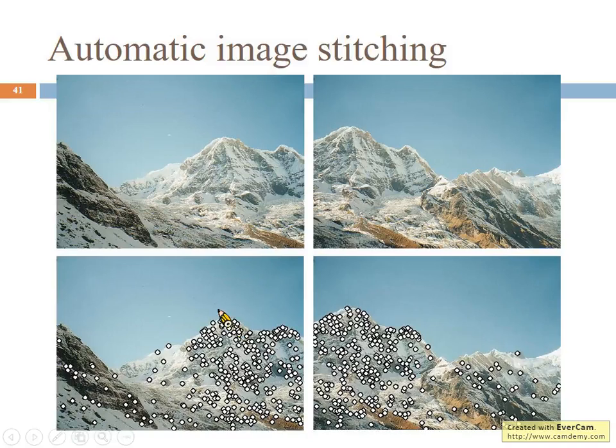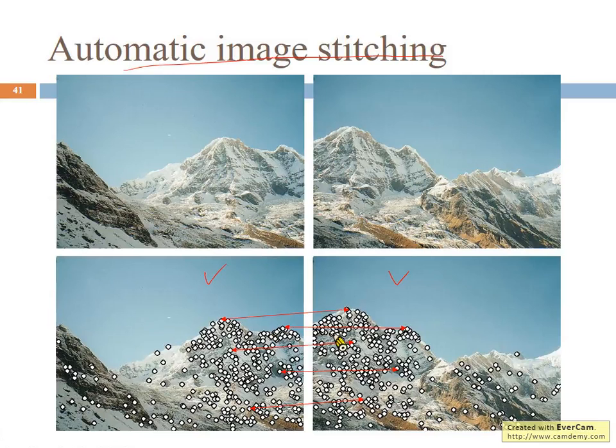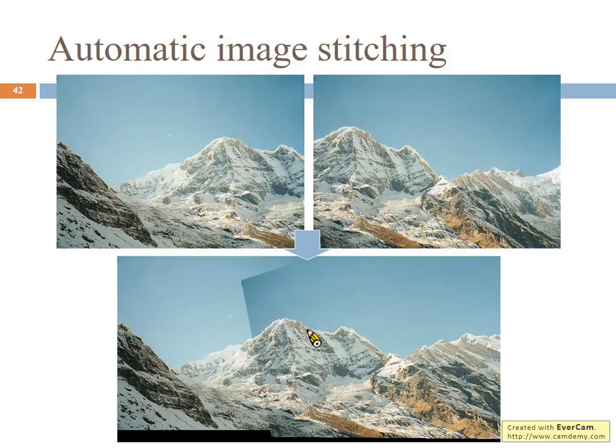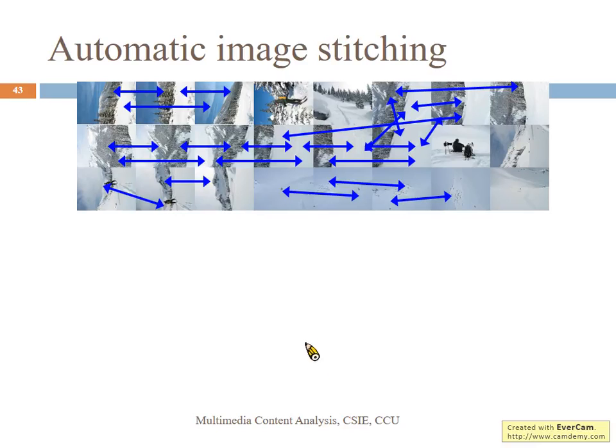It can also be used in automatic image stitching. Given these two images, we can find the correspondence between them. First, we find the SIFT descriptors from these images and these images. We then find the correspondence between them, and then we stitch them together and do some blending. So finally, we can construct a panorama.